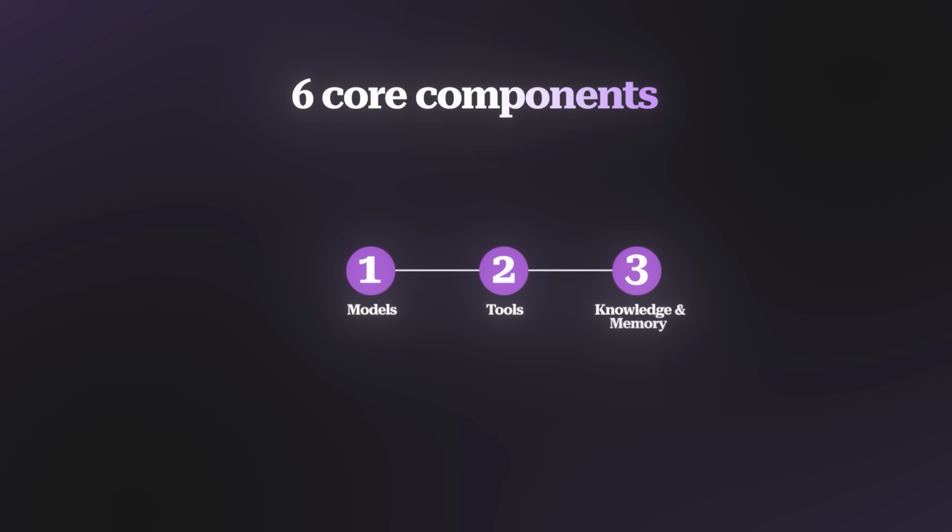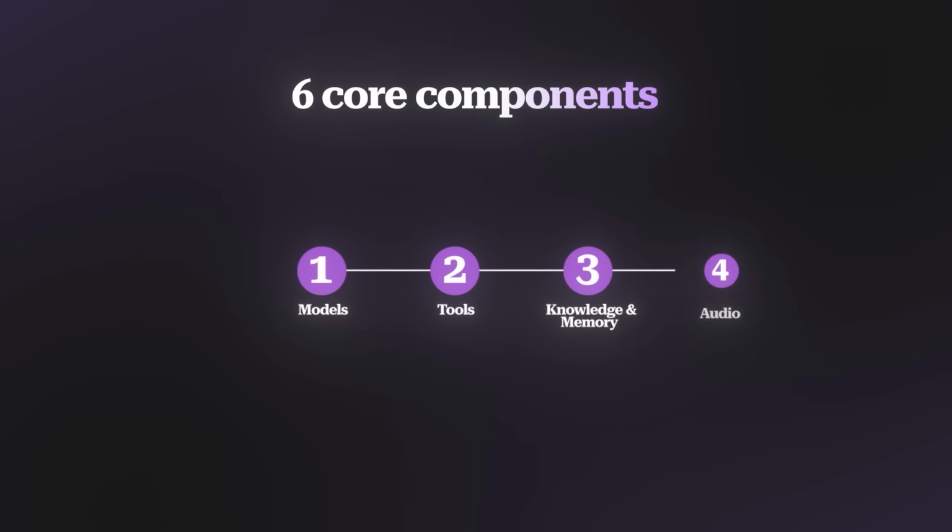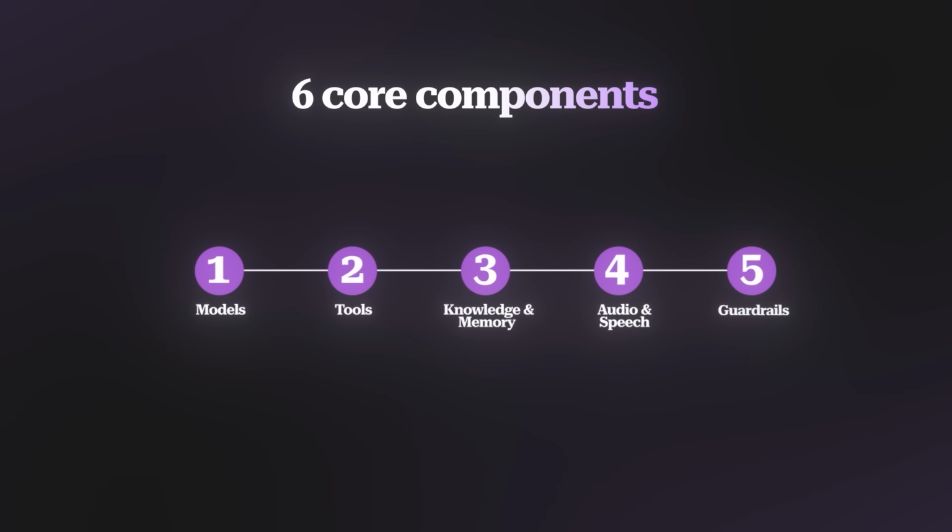Then there's knowledge and memory. A therapy AI agent needs to remember the sessions that they had with a patient over multiple sessions. And a legal agent may need to have access to a knowledge base of specific cases that it's meant to be analyzing. Audio and speech. Many AI agents will have language capabilities to be able to more naturally communicate with humans. Guardrails are safety mechanisms to ensure proper behavior. You don't want your customer service AI agent to be swearing at people, for example.